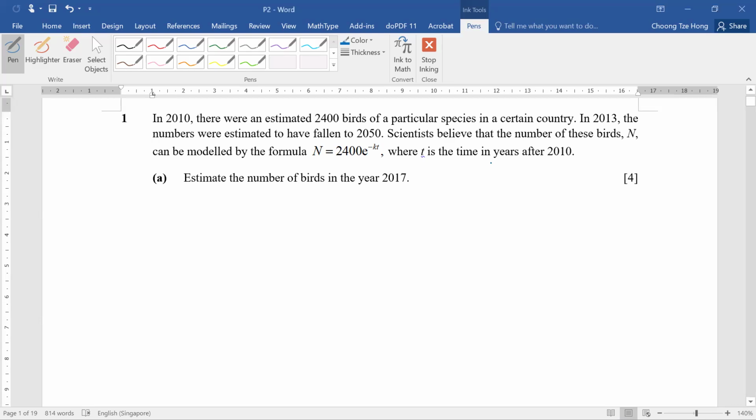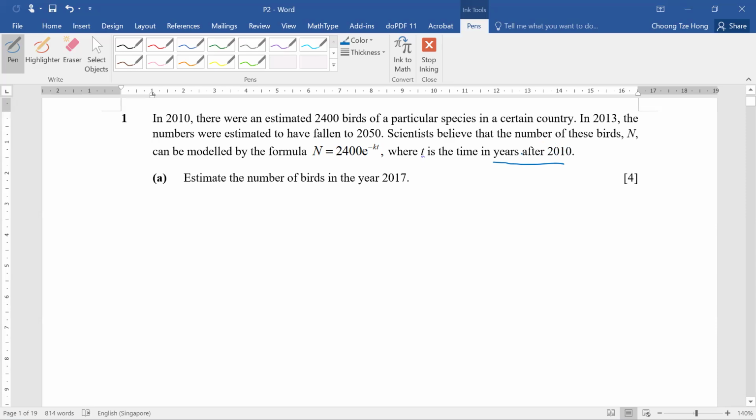Alright, so this is a very important piece of info. t is the time in years after 2010. That means you will start counting the time from 2010. So in 2011, t will be 1. Then 2012, t will be 2, and so on.